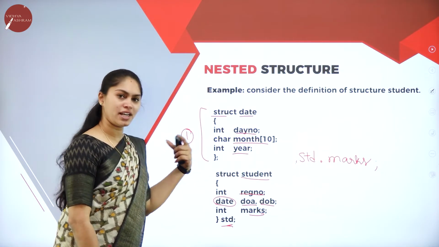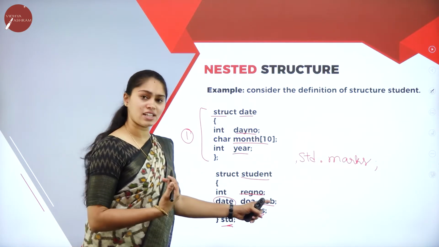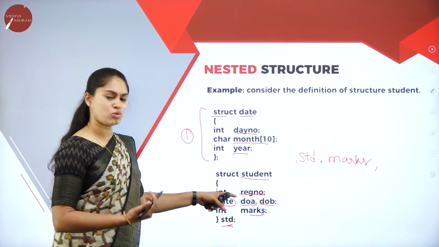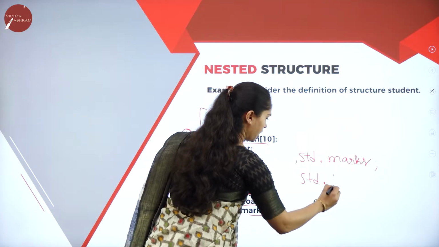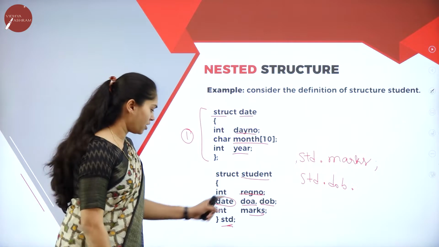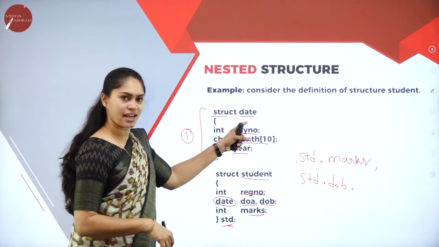Then if I wanted to access the year of birth, that means I wanted to access the date of birth of a student as well as their year, how am I going to do that? std dot, I have dob. From where am I supposed to get the year? Do we have year in the student structure? No. Where is it? It is in the date structure.